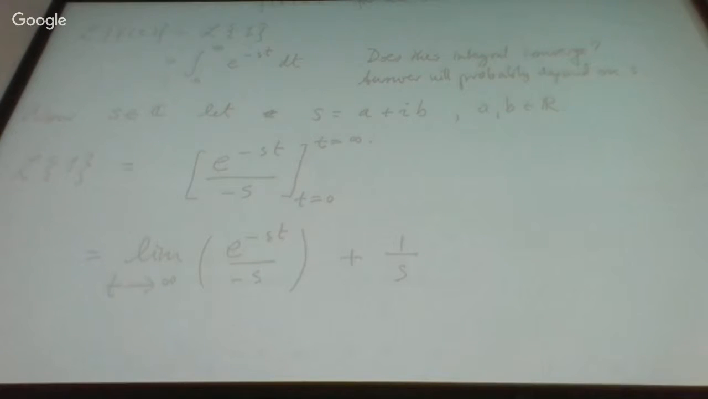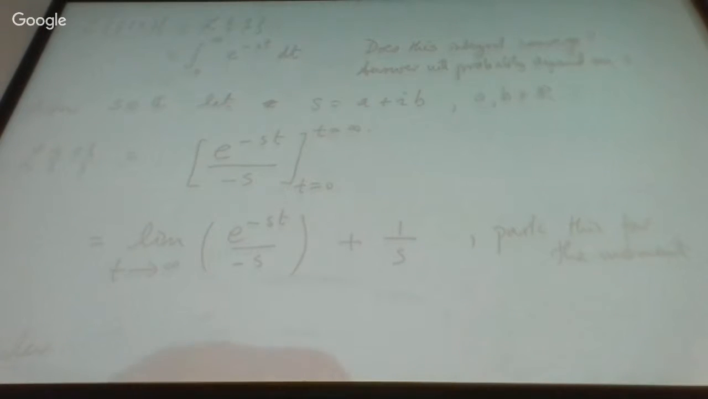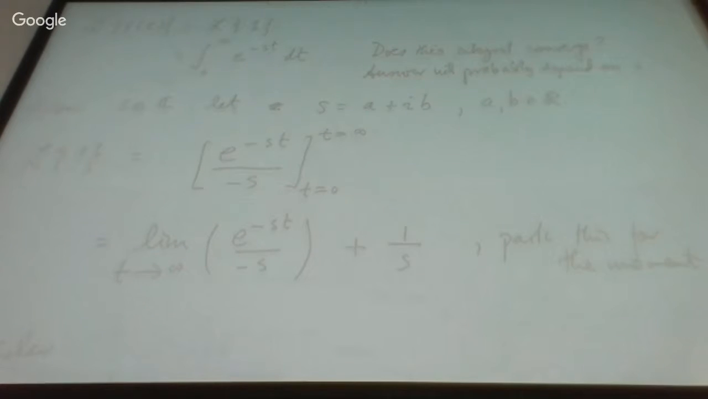Now we'll park this for the moment and just consider the limit as t goes to infinity of e to the minus st. Consider just how that part behaves. Well, this is going to be the limit, and now I bring in the real and imaginary parts of s: e to the minus (a plus ib) t.